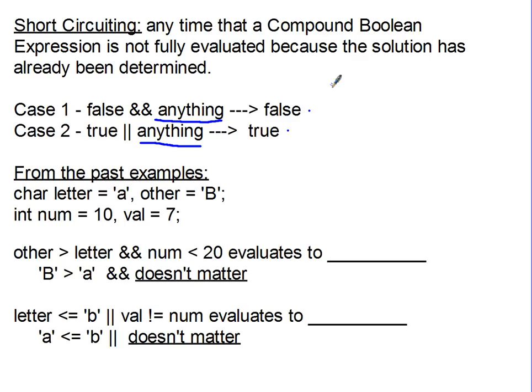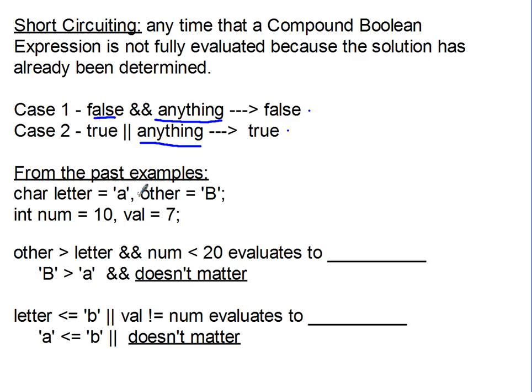And this is what we call short circuiting. So what it says is that when I go through a compound Boolean expression, and I don't have to really check the second half of it, I don't have to evaluate the second part of it, because the answer has already been determined by what was at the beginning.